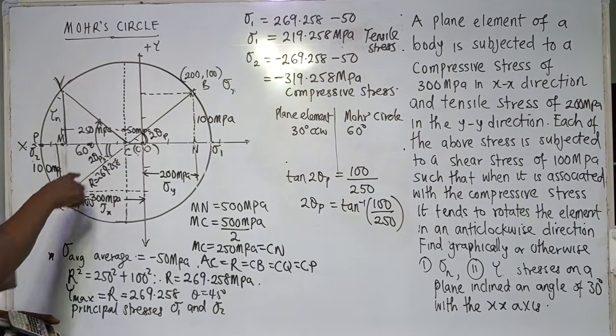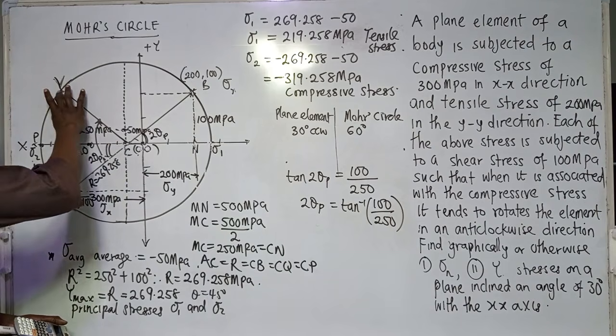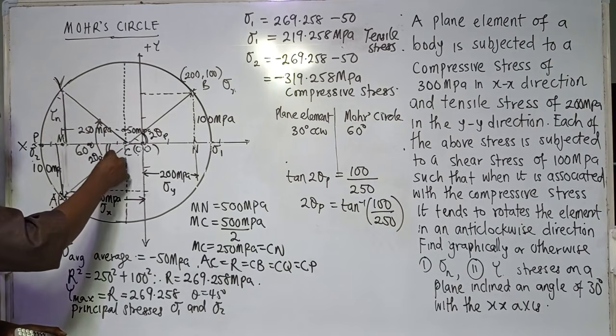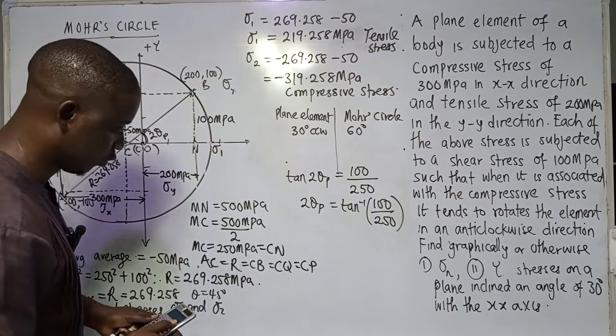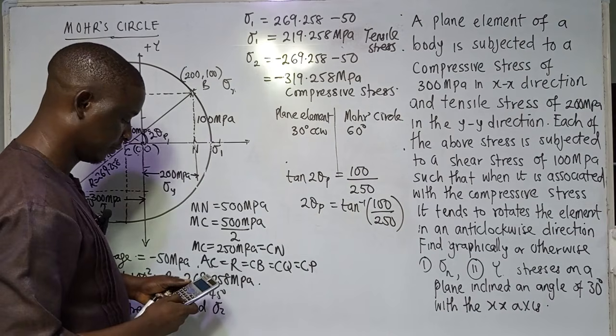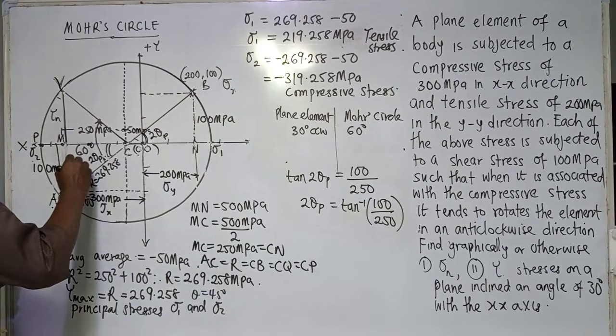After we have rotated, we want to find this angle first, so that we can use it to find this other one. Already we know the radius, so this is what we are looking for. So look at this part. It is tan inverse of 100 divided by 250, which is 21.8 degrees.